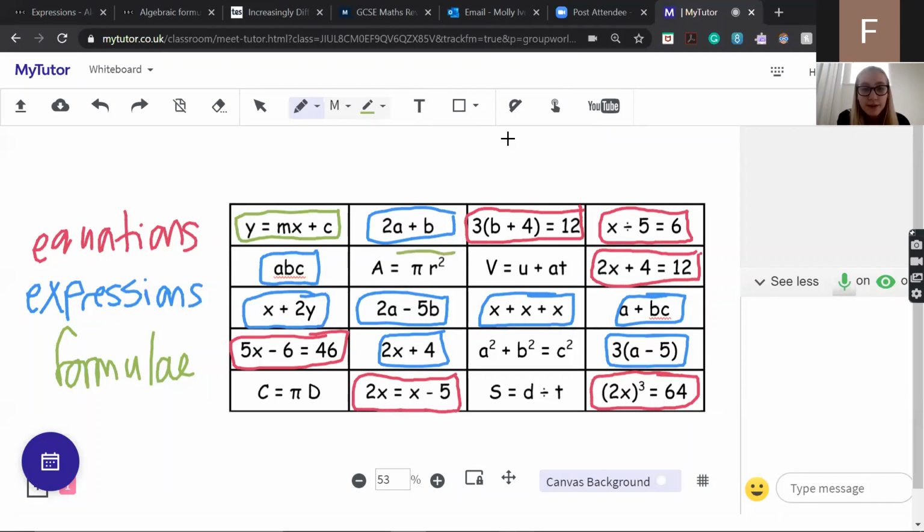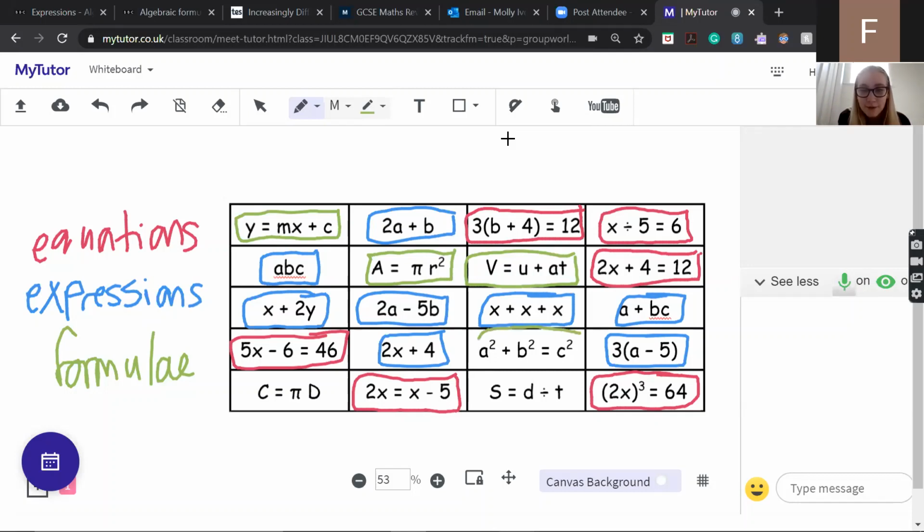Here, this is a formula that's saying the area of a circle is pi times the radius squared. So you substitute in the radius and you get out the area. V equals u plus at, that's one of the SUVAT equations for velocity. Don't worry if you don't know that, that's not really maths, although it might be in mechanics. I'm not sure about the specs actually.